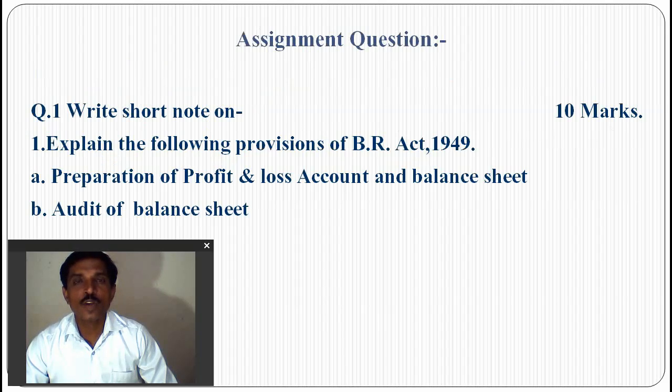And the one assignment question on this topic is: write short notes explaining the following provisions of the BR Act 1949. The first is the preparation of profit and loss account and balance sheet under Section 29. The second is the audit of the balance sheet under Section 30. So 5 marks each. There are 2 short notes: preparation of the profit and loss account sheet and balance sheet, and the other is the audit of the balance sheet.